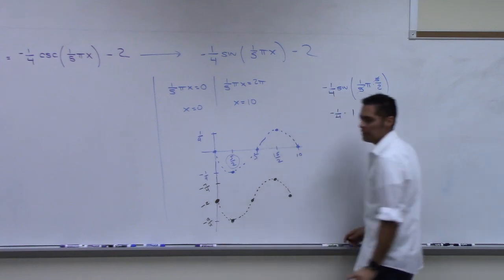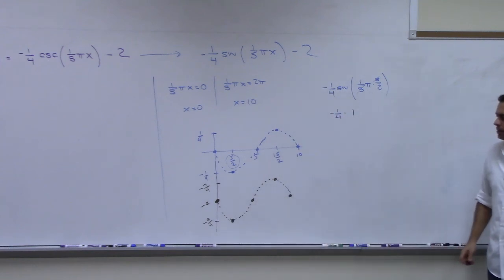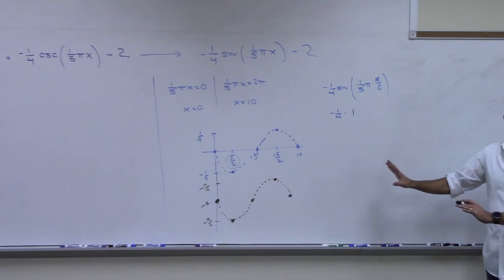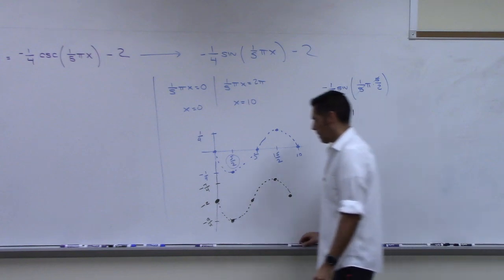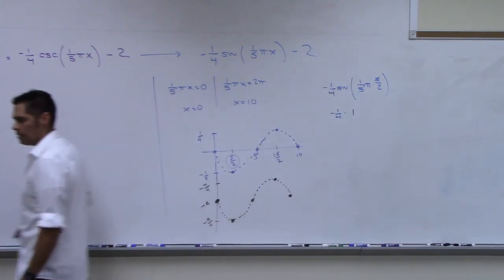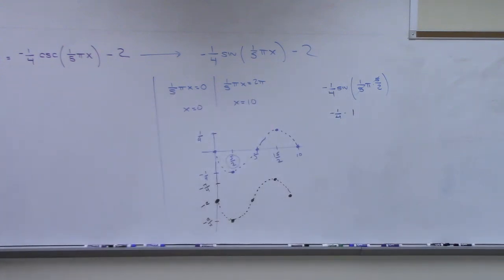I understand I'm moving fast. Do you understand it, though? Any questions on this up to this point? I'm ready to draw the cosecant now. How do you think I'm going to draw the cosecant? What do you think I'm going to do? I'm just going to draw my little parabola things. That's all I'm going to do. The question is, where do I put them?